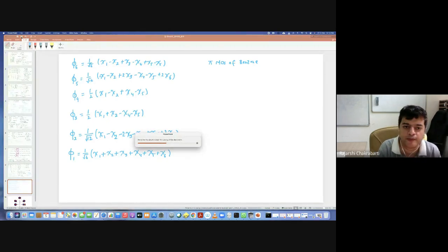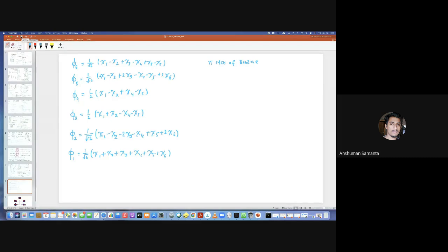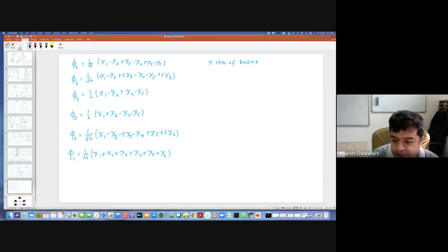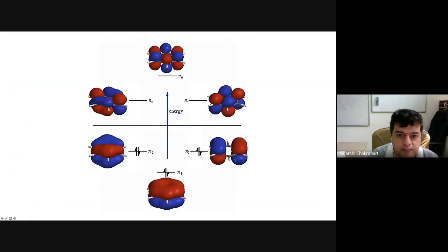So maybe you had seen these MOs in the organic chemistry course. How many of you have seen these pi MOs of benzene? So I'll show you a picture. This is taken from the internet. This pi 1 is your phi 1. All plus, all minus. We have one node. The node is the plane of the molecule itself.